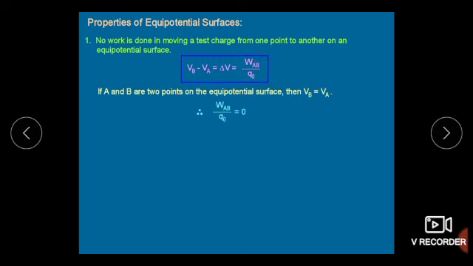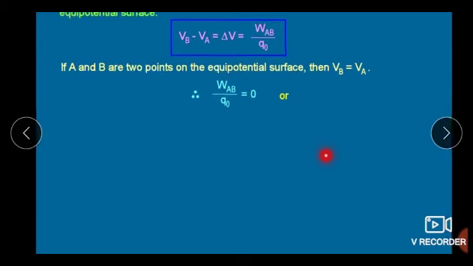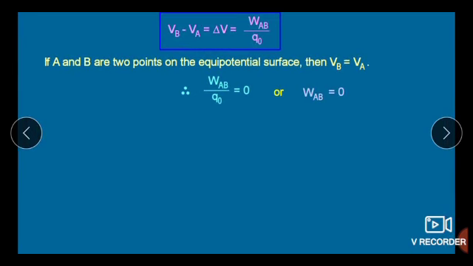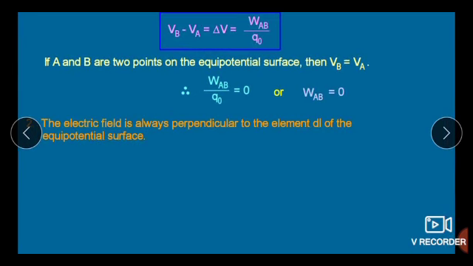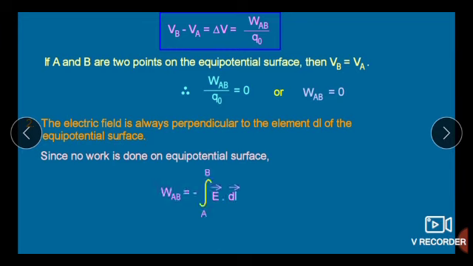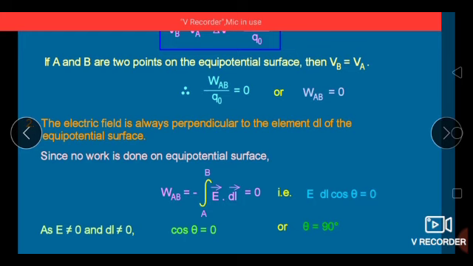The first property is that the work done W_AB is 0 when we are moving along the surface. The second one is that the electric field is always perpendicular to the element of the equipotential surface. Since no work is done on an equipotential surface, E bar dot dl bar is 0. That is, E dl cos theta is equal to 0, and cos theta is equal to 0 when theta is equal to 90 degrees. So these are a few properties of equipotential surfaces.